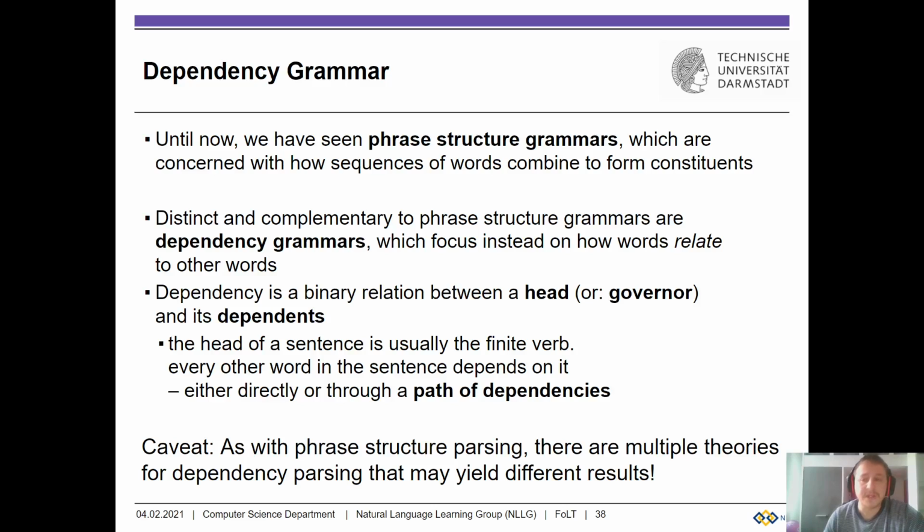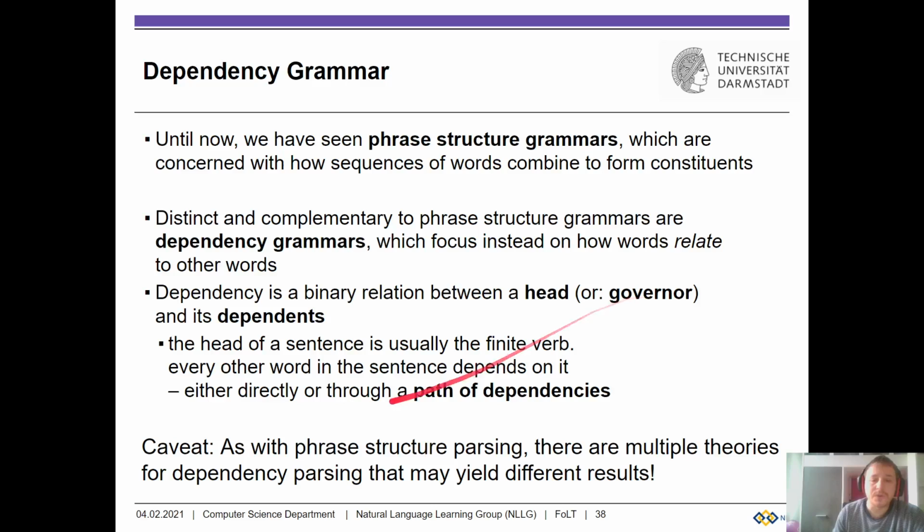And in dependency grammar, in contrast, we're only dealing with the words and how they relate to other words. So the dependency relation is a binary relation which says whether or not two words are in relation with each other, and it's not a symmetric relationship, it's an asymmetric relationship where the role of the two words is different. So one word is the head and the other one is the dependent, and there are also other terms for those two words. For example, the head is sometimes called also the governor.